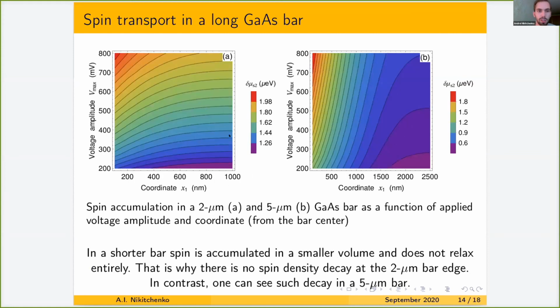Second, we compare short and long semiconductor bars. This bar is 2 micrometers, whereas this bar is 5 micrometers long. And the spin accumulation amplitude in these bars at any coordinate increases with increasing voltage amplitude. But there is a significant difference because in a short bar, there is no spin decay at sample boundaries, whereas at the same distance in a long bar, there is a large spin decay. And we attribute this effect to the small volume of the short semiconductor bar, which saturates with spin, and spin has no area to escape in this case. That's why it accumulates in the bar almost uniformly.